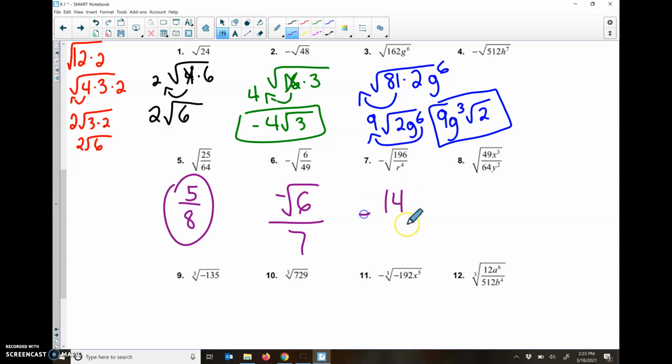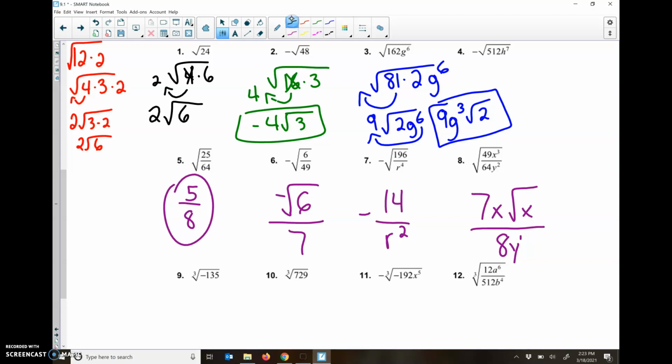And then kind of the same thing as before. If I have 4 shoes, that gives me 2 pairs. So r to the 2nd power. Number 8, we have 49. Square root of 49 is 7. And I have 3 shoes. That means I have 1 pair with 1 left over. And then square root of 64 is 8. And if I have 2 shoes, that means I have 1 pair. So over 8y to the 1st power.